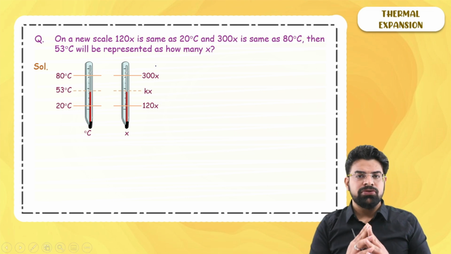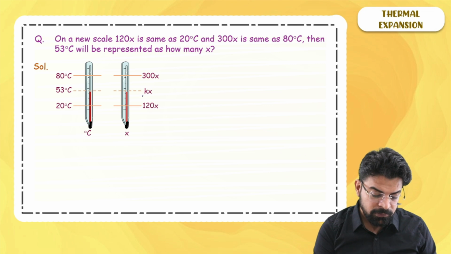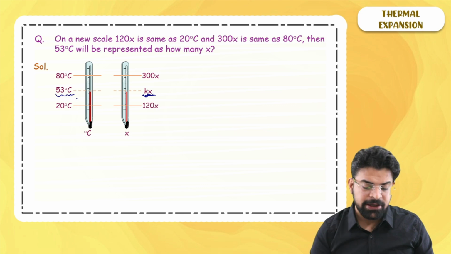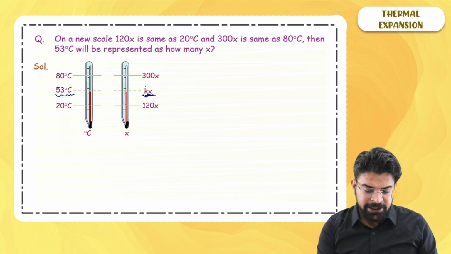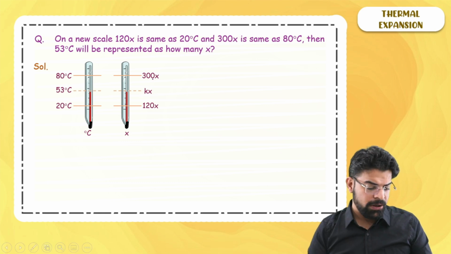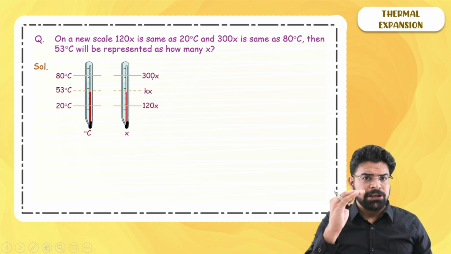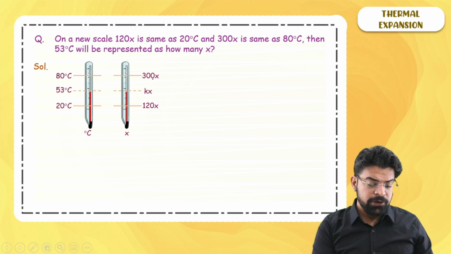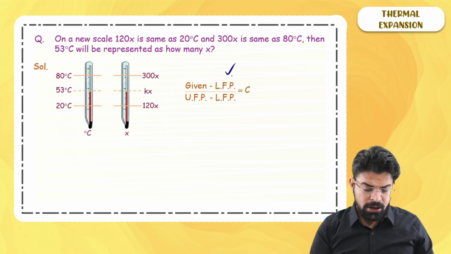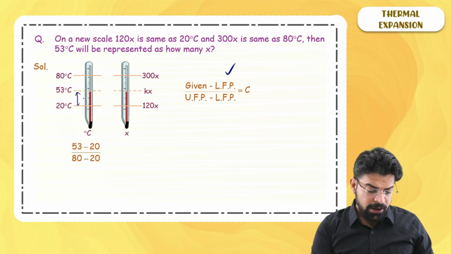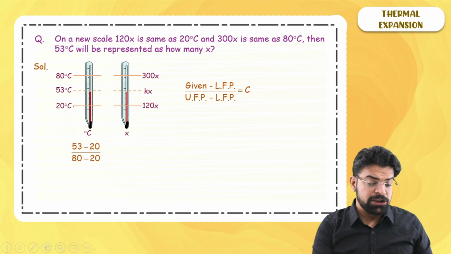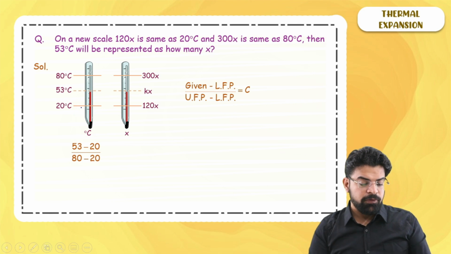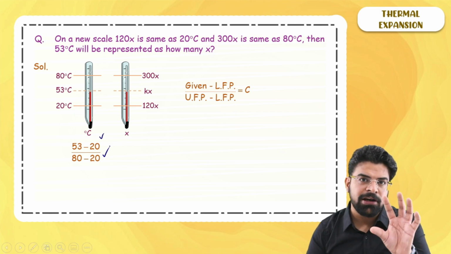Now you can simply use the formula. We need to tell what is the temperature on the x scale corresponding to the temperature of 53 degrees centigrade. Now let's say this reading reads k, so I have written here kx. So you will say given temperature minus lower fixed point upon upper fixed point minus lower fixed point equals a constant for all linear scales. So when you write this formula for the Celsius scale, you will write 53 minus 20, given temperature minus lower fixed point, upon upper fixed point minus lower fixed point, that is 80 minus 20. So 53 minus 20 upon 80 minus 20. This is what you have written for the Celsius scale.